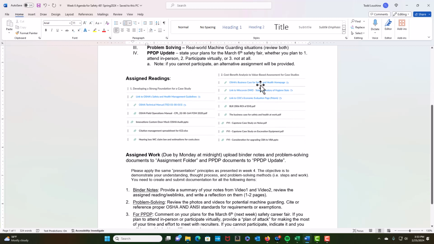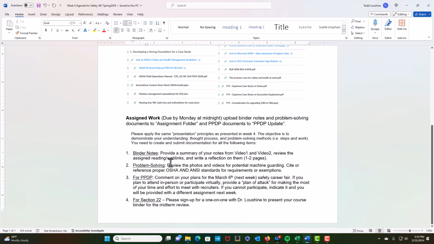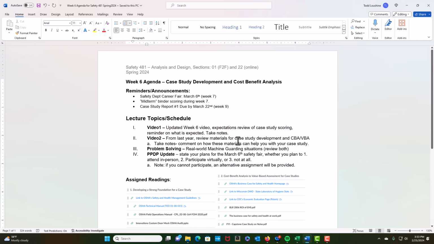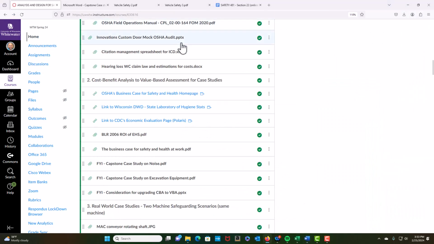So I want you to review this material. This as an FYI. And then here's the assignment. So the notes, the problem solving, the PPDP, and then sign up for a meeting. Everybody, please do all of that and clearly indicate it. I had to fill out an application, and I had to read through all kinds of instructions to make sure I provided what they wanted. I want to make sure you guys are doing that too.